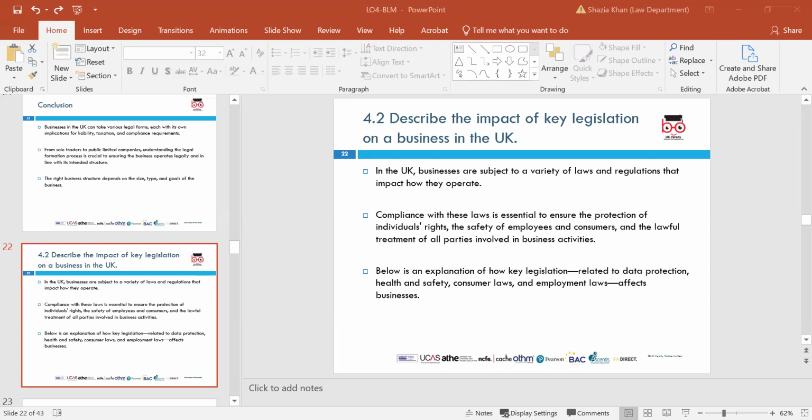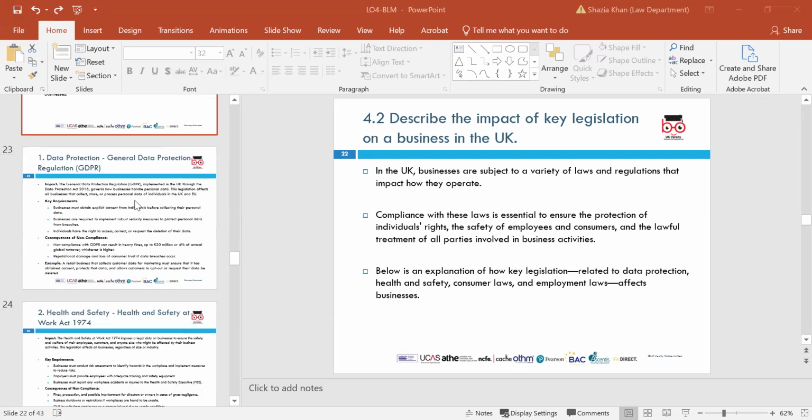However, meeting legal obligations can also have a positive impact on the business, helping to improve their reputation and reduce any sort of environmental impact. So compliance is really important when you have to comply with the law.